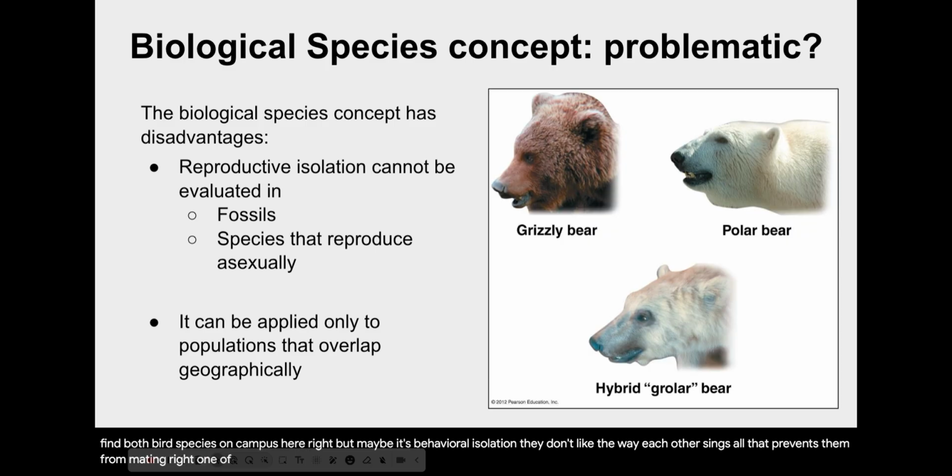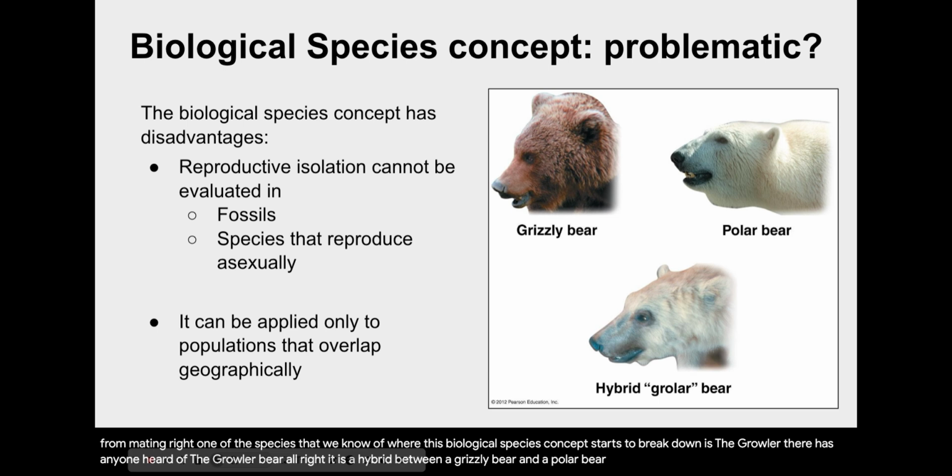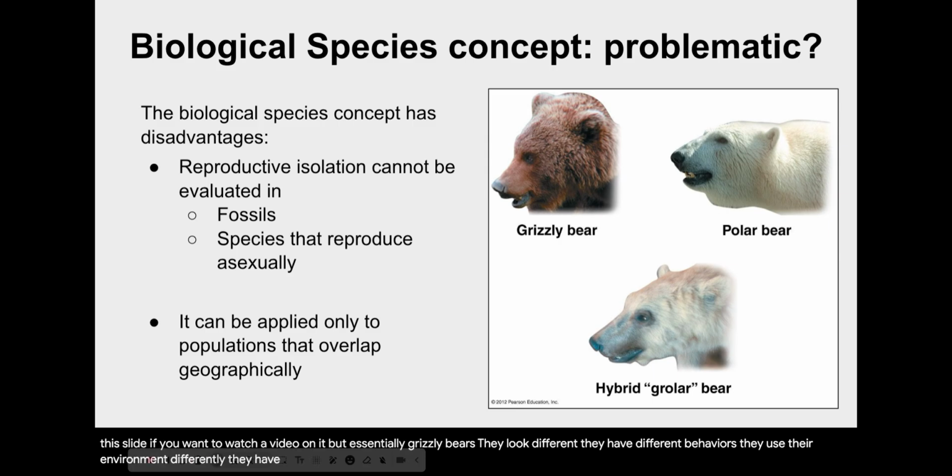One of the species that we know of where this biological species concept starts to break down is the growler bear. Has anyone heard of the growler bear? It is a hybrid between a grizzly bear and a polar bear. There's actually a link in the notes section of this slide if you want to watch a video on it. But essentially, grizzly bears and polar bears are different species. We know this. They look different. They have different behaviors. They use their environment differently. They have separate diets. We know they're separate species.